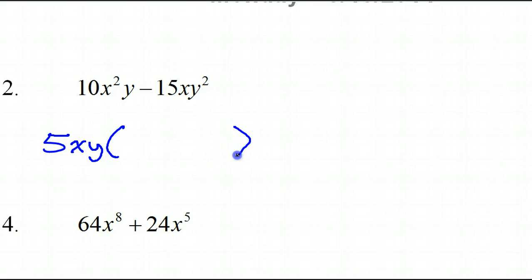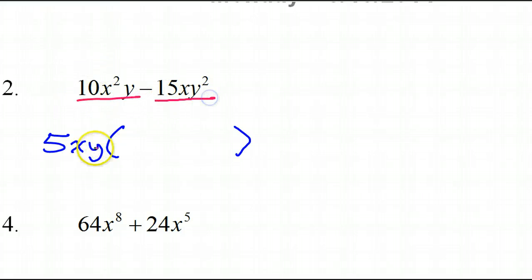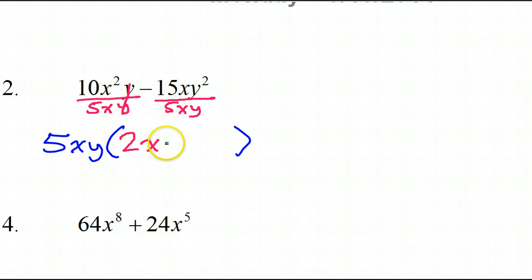Go ahead and make one set of parentheses. To figure out what goes on the inside, you divide by the GCF. So divide by 5xy. Okay, 10 divided by 5 is 2. X squared divided by x is x. And the y's here cancel out. I see the minus. 15 divided by 5 is 3. These x's cancel out. And y squared divided by y is y. Okay, so that is going to be the answer right there.